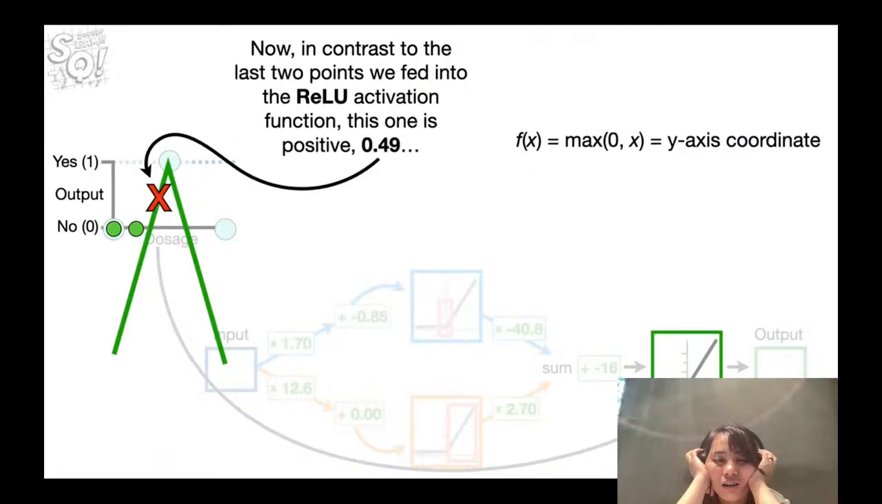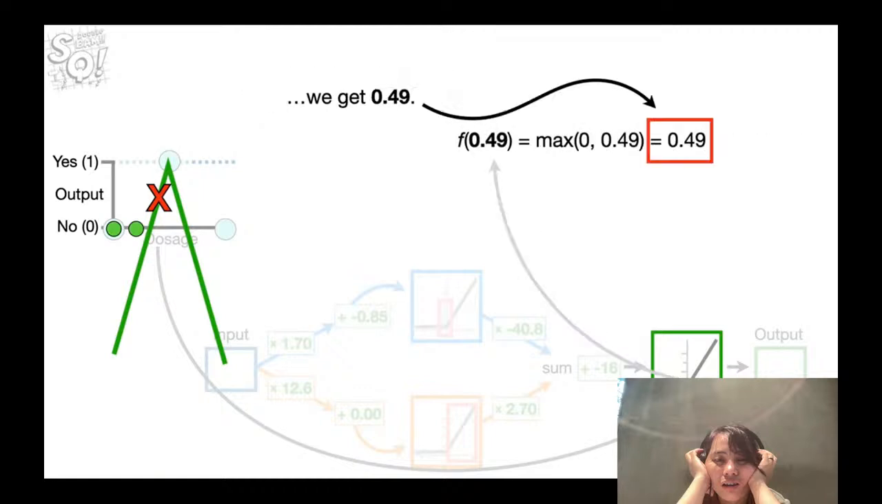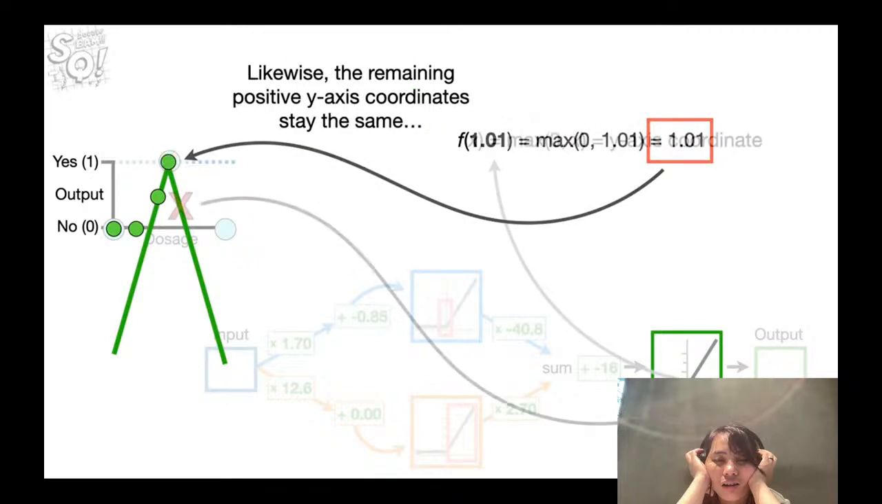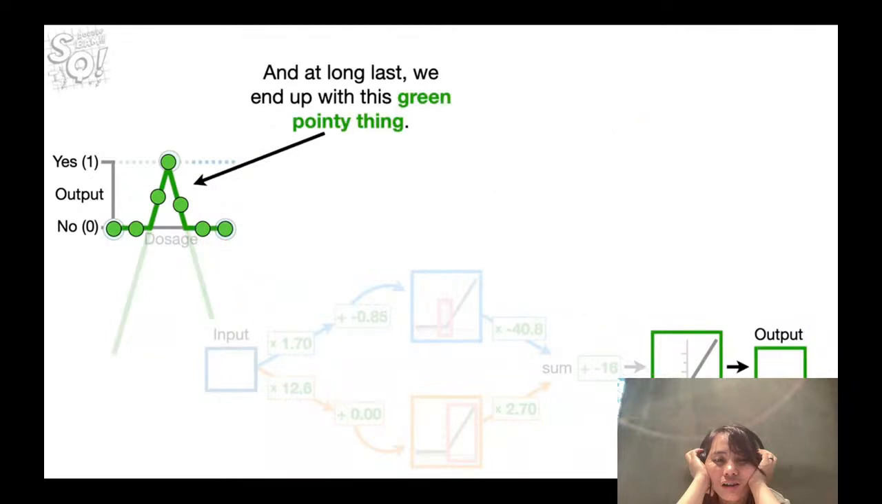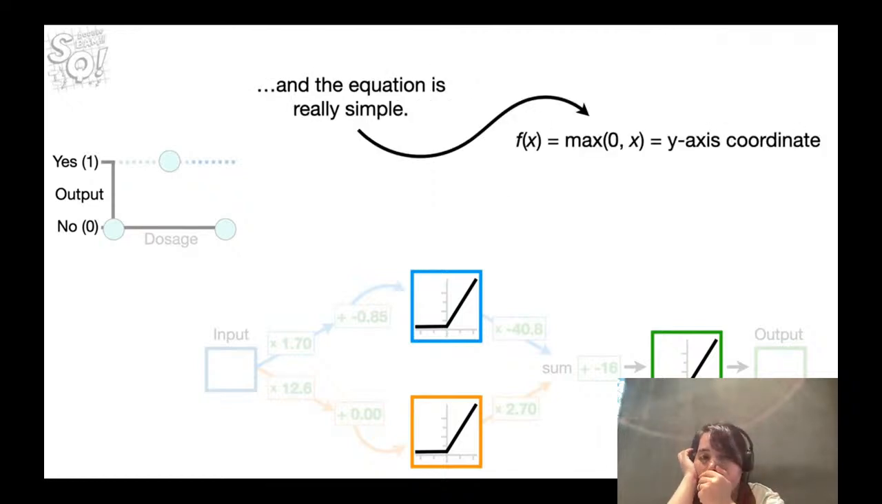Now, in contrast to the last 2 points we fed into the ReLU activation function, this one is positive, 0.49. And when we plug it into the ReLU activation function, we get 0.49, and 0.49 corresponds to this green dot. Likewise, the remaining positive y-axis coordinates stay the same, and the negative values are set to 0. And at long last, we end up with this green pointy thing. Double bam! Thus, the ReLU activation function may seem weird because it's not curvy, and the equation is really simple.